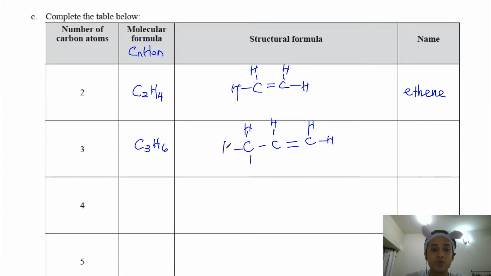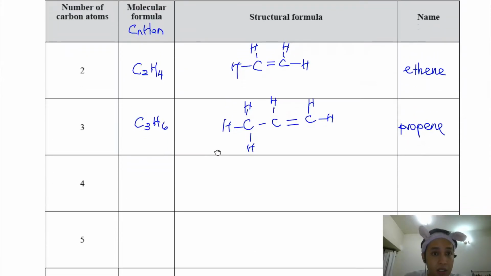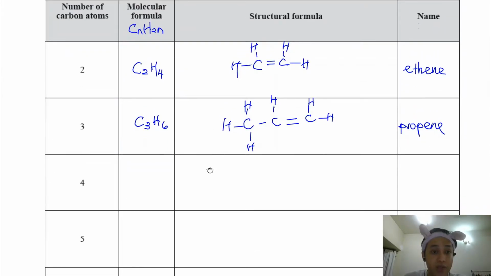Normally your mistake will be around this part here. You forgot here you have 2 bonds and then you go and draw another one here. So this one will make it 5, which is wrong. So this one the name will be propene because it's 3 carbon.